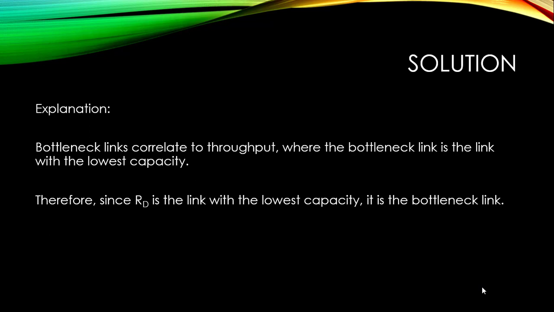So again, the bottleneck links correlate to throughput. And again, it makes sense that if our throughput is based on the least amount of capacity, then the least amount of capacity is going to relate to where the bottleneck in a network is. Those go hand in hand. And it's pretty logical. Even calling it a bottleneck link, I think, is a very logical term. As computer scientists, we like self-naming conventions and terms and things like that. So once again, RD is going to be the link with the lowest capacity, and that is our bottleneck link.